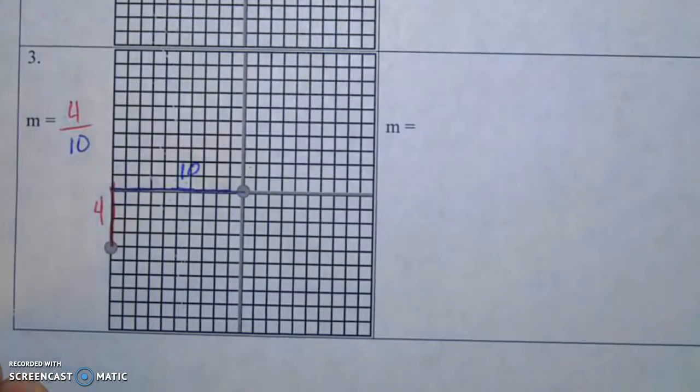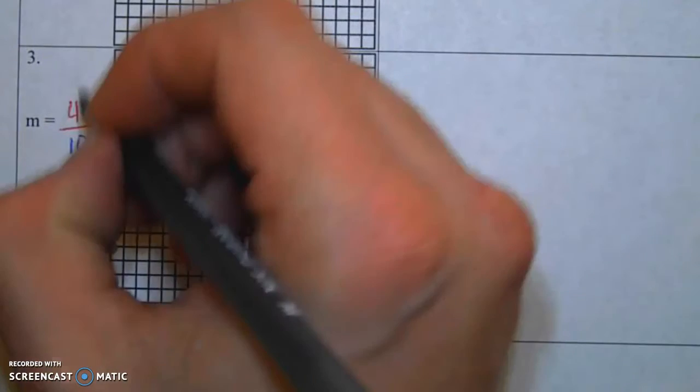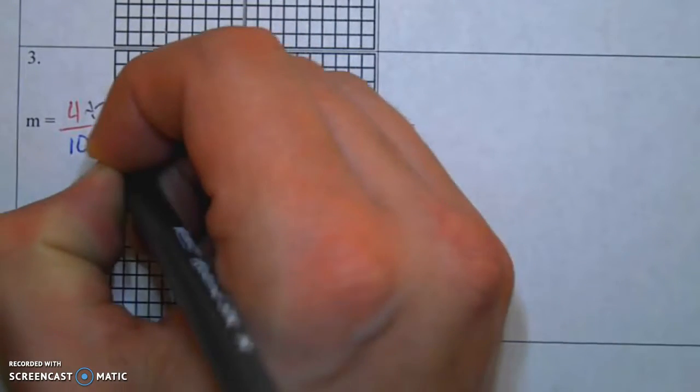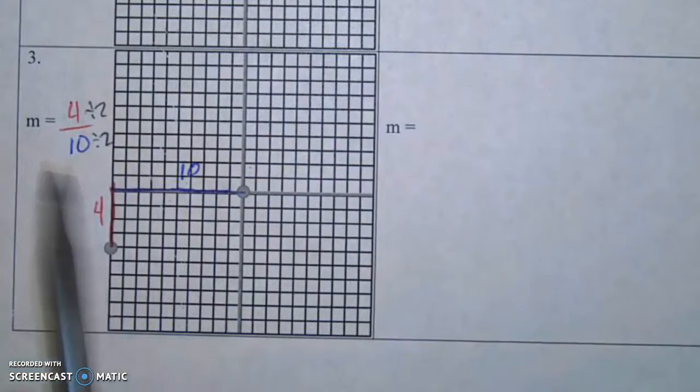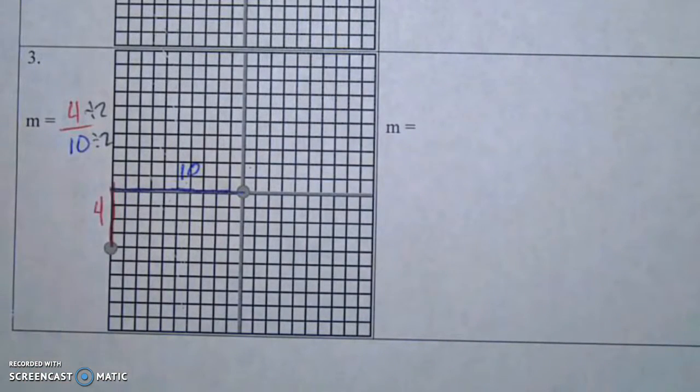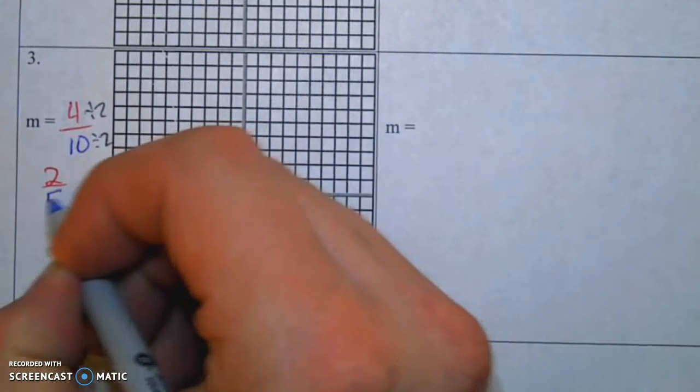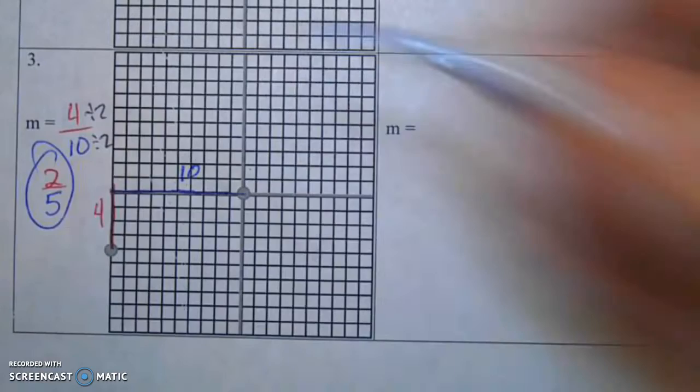Now, the question you should ask yourself is, do 4 and 10 reduce? And the answer to that question is yes, we can divide both of them by 2. So we need to do that. We need to reduce these fractions. And we've done this in previous Bellworks. 4 divided by 2 is 2, and 10 divided by 2 is 5. So my answer to this one is 2/5.